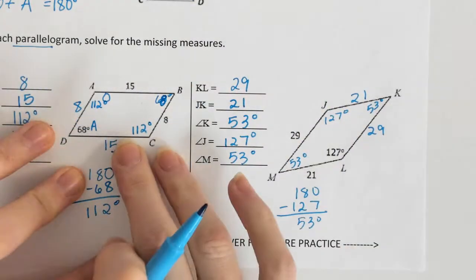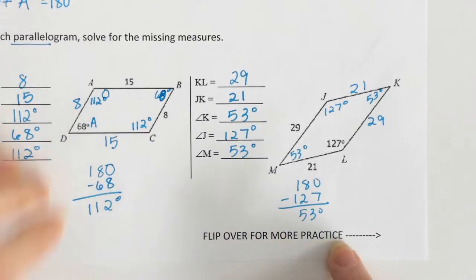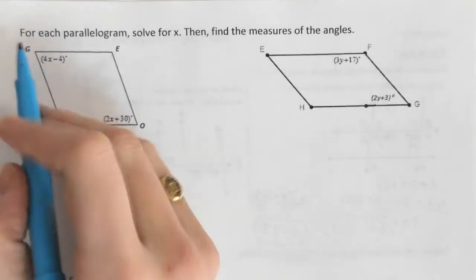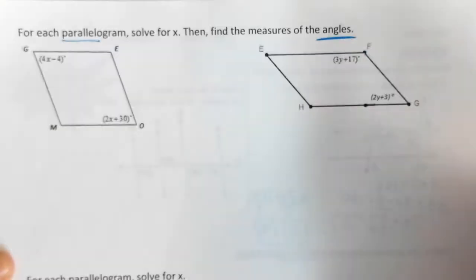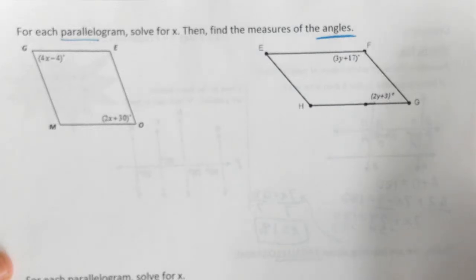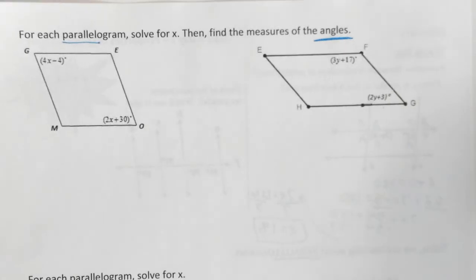So these are our more basic practice problems. Now we are going to flip it over for more practice. For each parallelogram, solve for x. Then find the measures of the angles. So there's 2 steps here that we have to do. I'm going to get you started on the first steps and let you try the rest of it on your own.